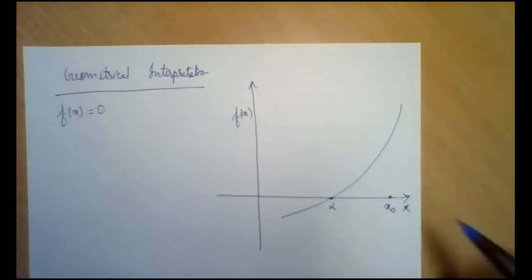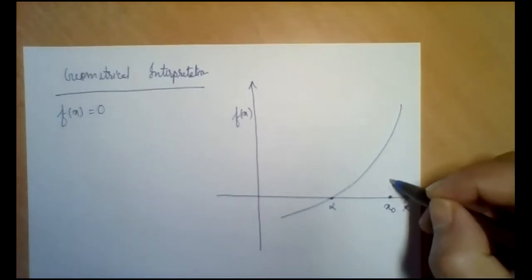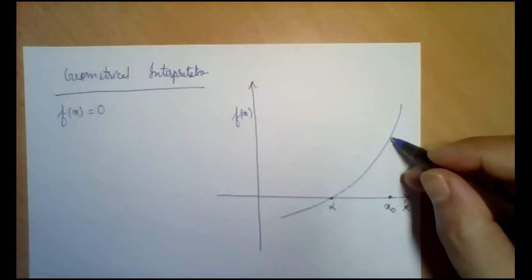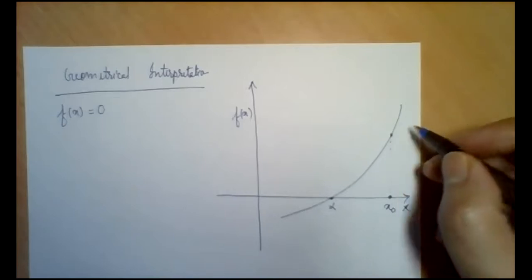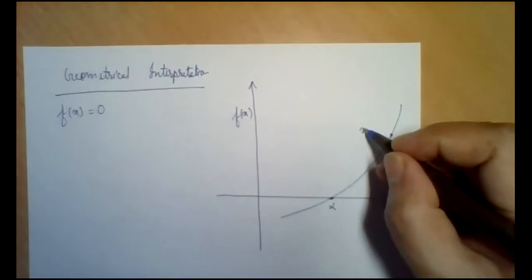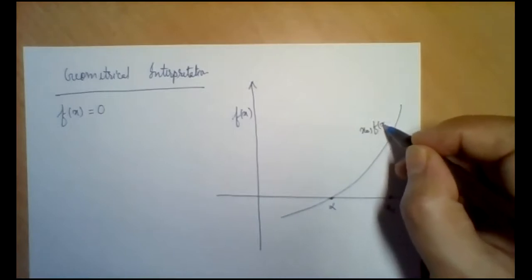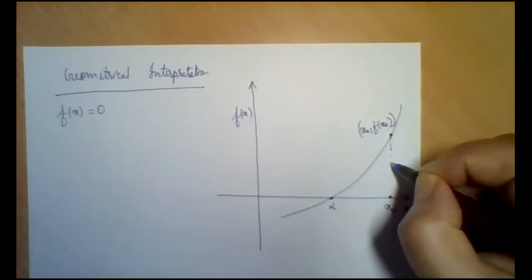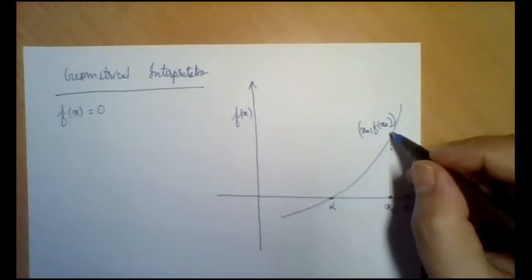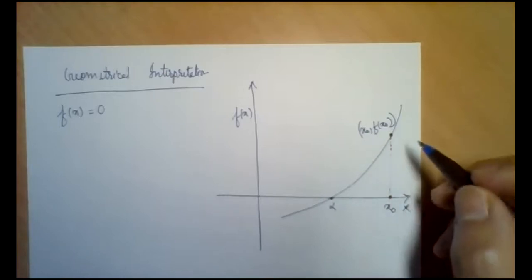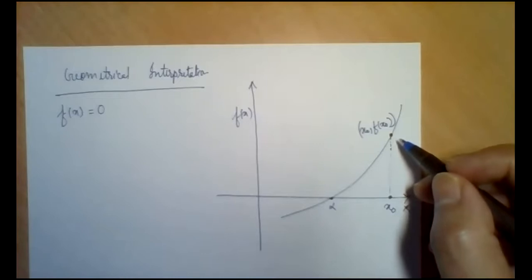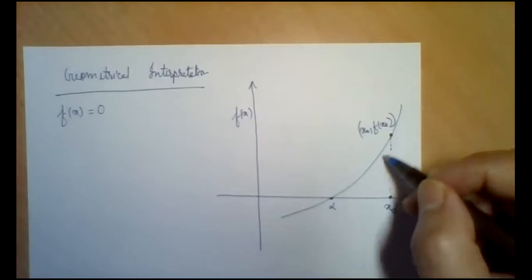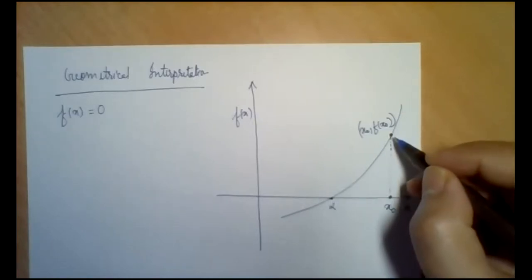Then at x0, let us calculate the value of the function at x0. So this point is x0 comma f of x0. This point has coordinates x0 comma f of x0. At this point, we draw a tangent to the curve.